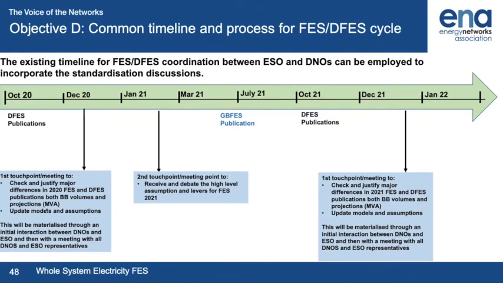Later in February, we could have a separate meeting with the national grids to debate and discuss high-level assumptions and levers that will be adopted by national grid for FES 21. These are the same assumptions that all DNOs will also adopt for DFES 21. And later in July, national grid will publish its FES, and the cycle will repeat again for the next year.